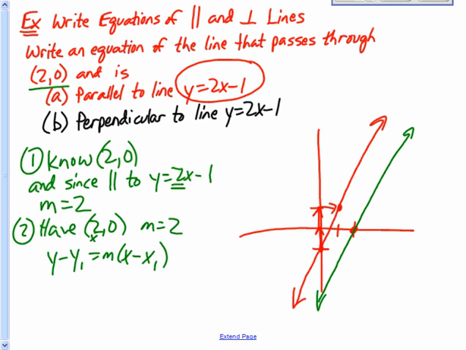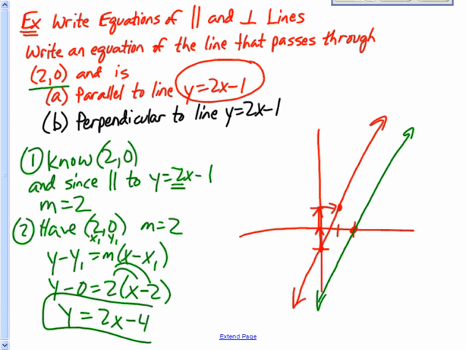I plug it in. Here's my x1, y1: y minus 0 equals 2 times (x minus 2). Solve that. There it is. That's the equation of that green line: y equals 2x minus 4. Now, what if they would have said this same thing? I go through (2, 0), but instead I am perpendicular to that red line. I'm perpendicular, so I make a right angle.